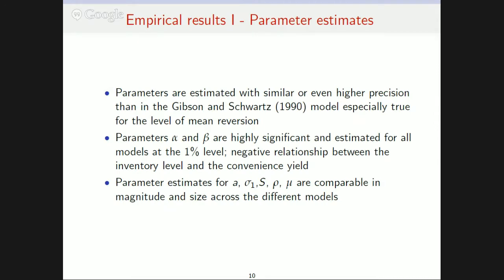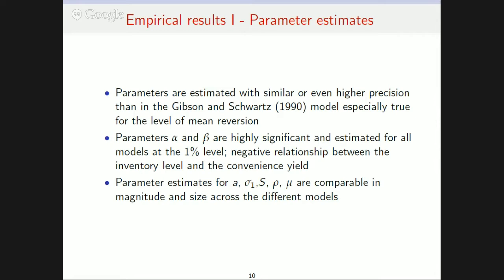Now let's go through the empirical results. I will present results about the parameter estimation and the sharpness, and I will present results of the in-sample fit and also the out-of-sample fit. From the parameter estimates, we will realize that our model is able to estimate the parameters of the Gibson-Schwartz model a bit sharper.